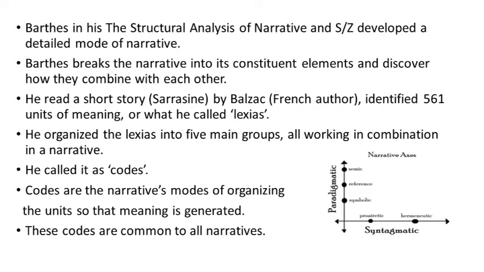He read a short story by Balzac, Sarrasine, and identified 561 units of meaning, which he called lexias. He organized the lexias into five main groups, all working in combination in a narrative. And we are going to see what these five groups are.